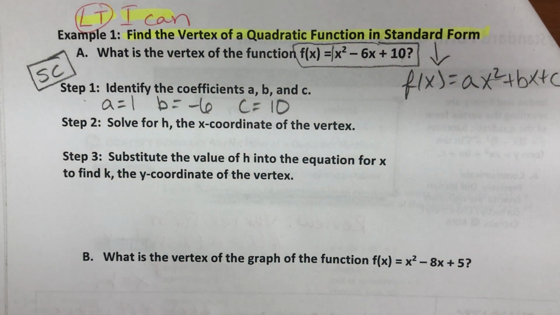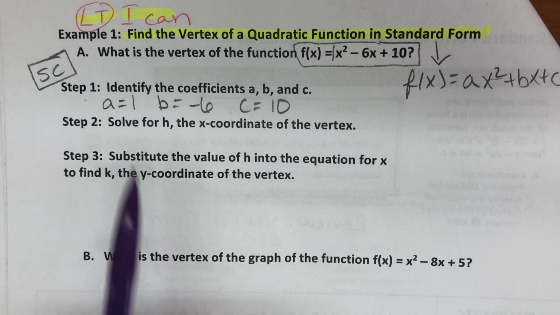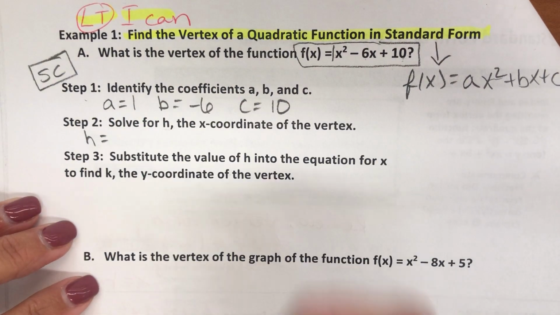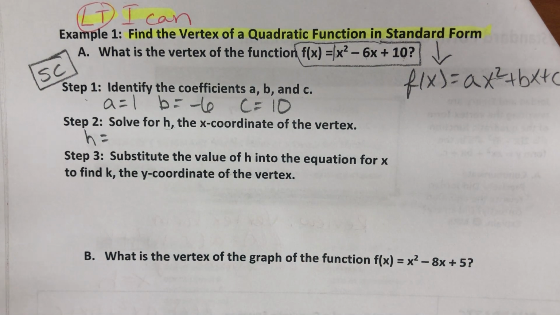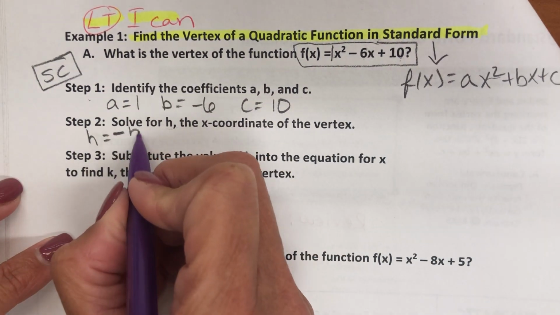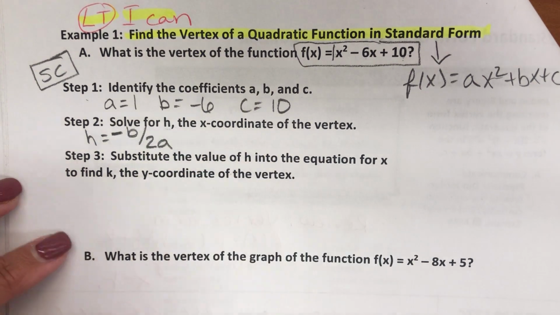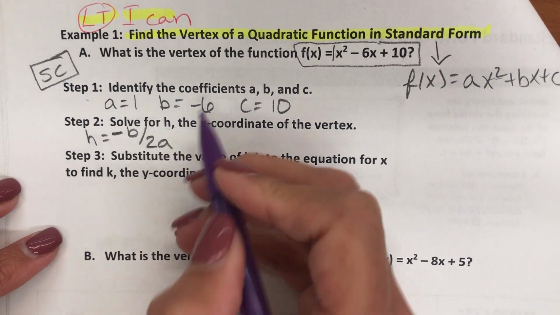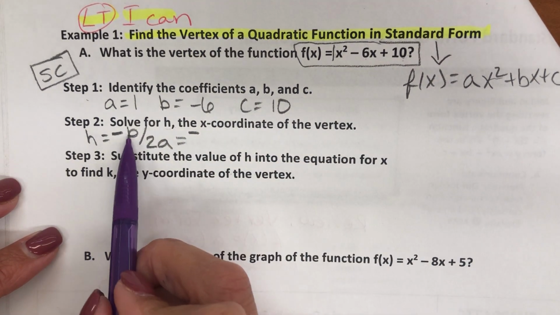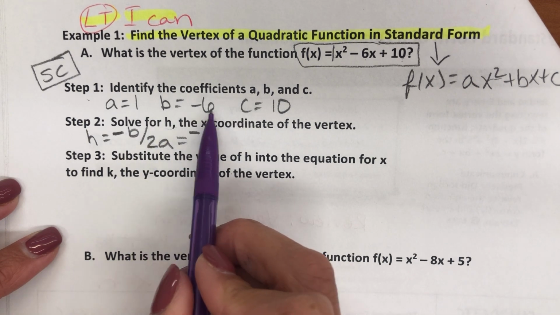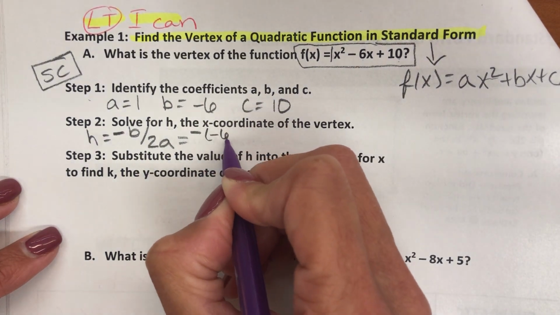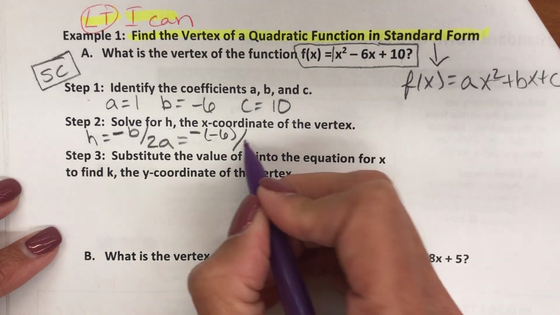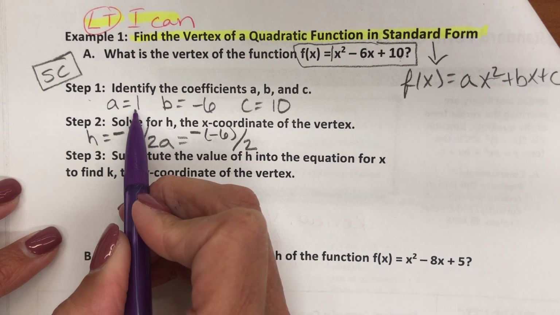Now that we know what a, b, and c are, we can find h. So h is given by that axis of symmetry formula, the negative b divided by 2 times a. You start your formula with a negative, and then you find the b, so b is -6. So I have -(-6), and then divided by 2 times a, which is 1.